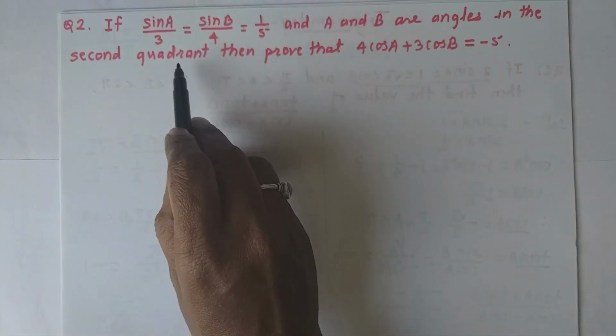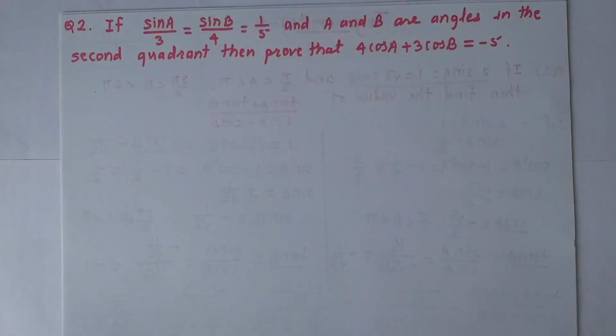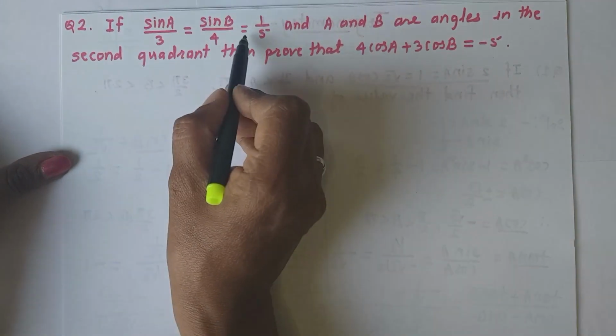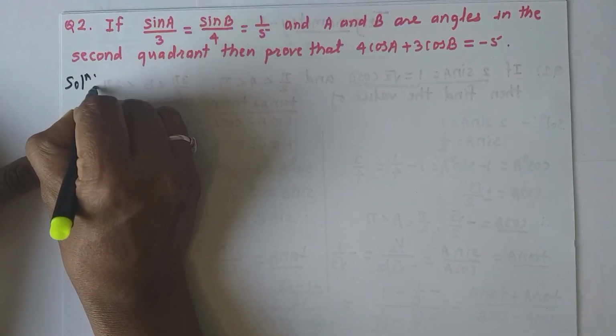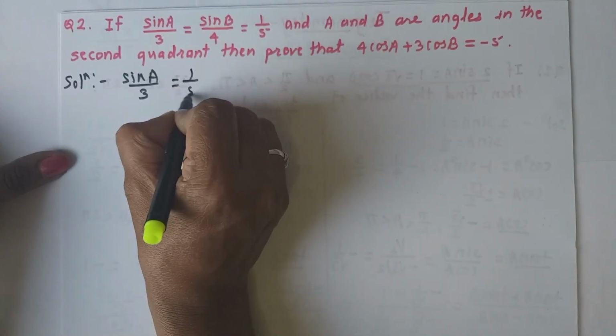If sin A divided by 3 is equal to sin B divided by 4 is equal to 1 upon 5, and A and B are angles in the second quadrant, then prove that 4 times cos A plus 3 times cos B is equal to minus 5. Again, in a similar way, you first equate sin A divided by 3 is equal to 1 upon 5. Write down first: sin A divided by 3 is equal to 1 upon 5.